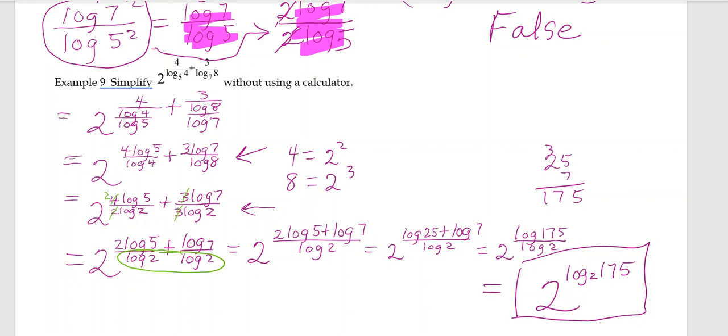And then once you get them combined, you can start applying your exponent properties again. So the 2 can come up here, make that 5 squared. So that's the log of 25. And then you can remember that the sum of the logs is the log of the product. So 25 times 7 gives me 175. And then I use the change of base formula in reverse to rewrite the log of 175 over the log of 2 as the log base 2 of 175.